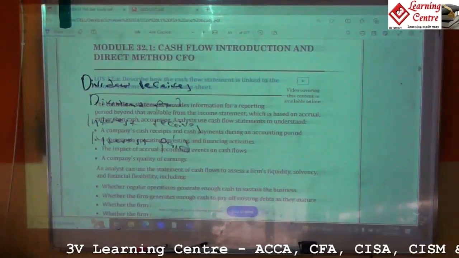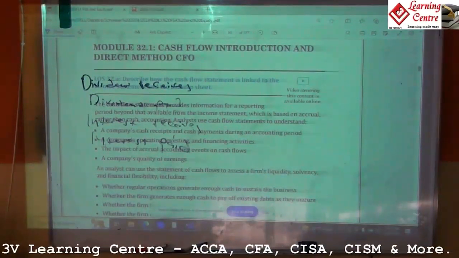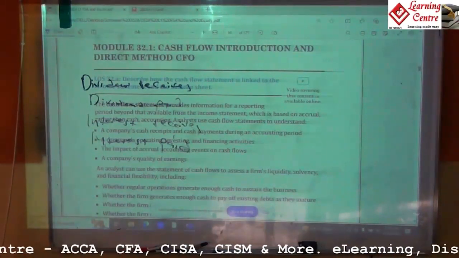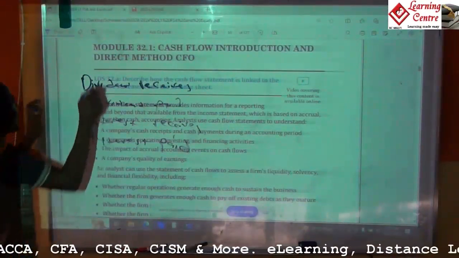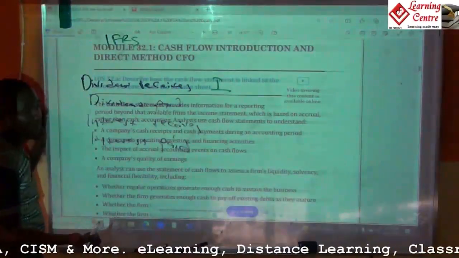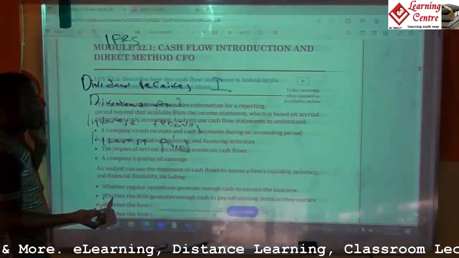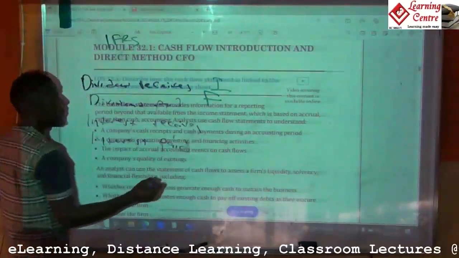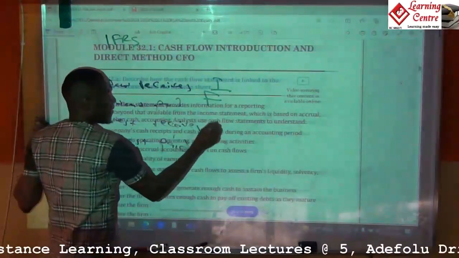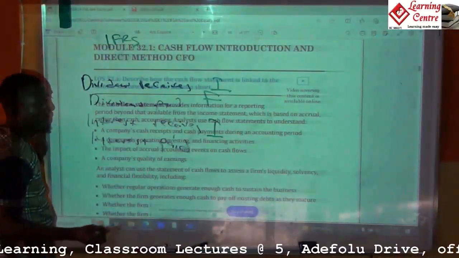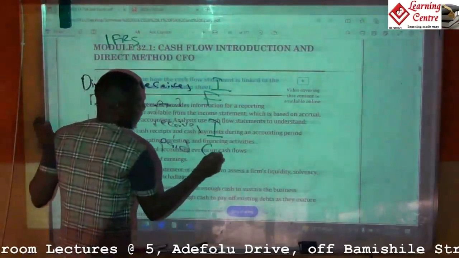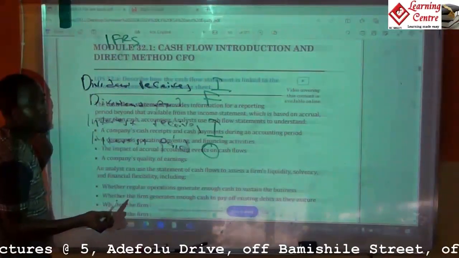Dividend received, investing. Under which one, IFRS or US GAAP? IFRS. So you are saying dividend received is an investing activity. Okay, dividend paid, financing. Interest received, investing. Interest received is part of investment. Interest paid, operating. Okay, what about US GAAP?